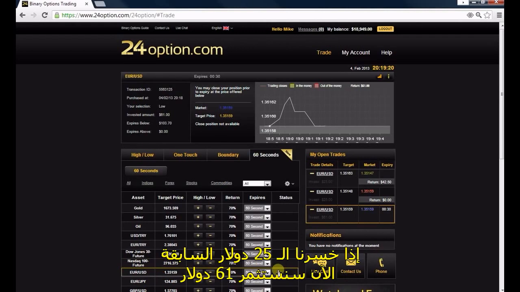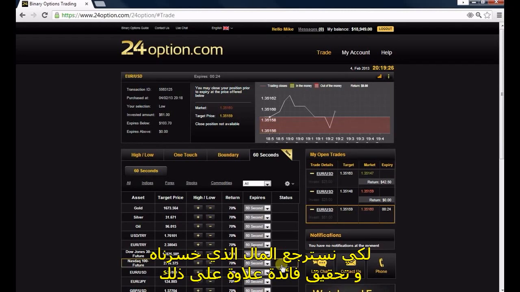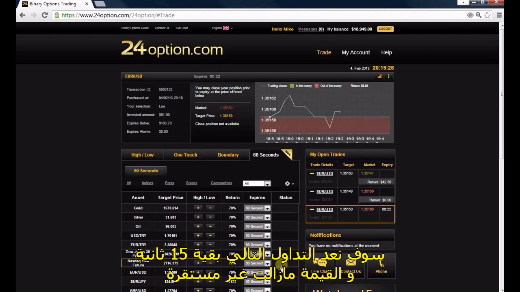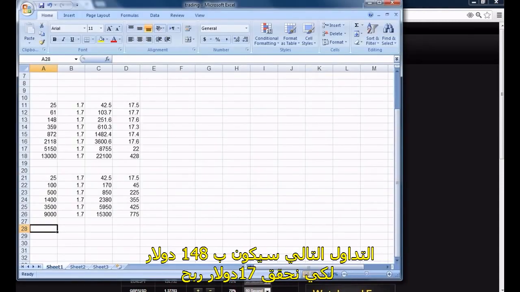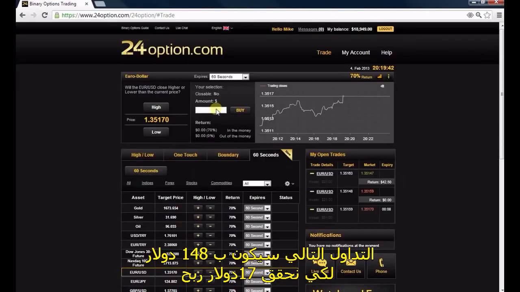So you lost, for instance, $25 on the previous trade. So what we want to do is invest $61. That allows us to get back the money that we lost and also make a profit. So we're going to get the next trade ready. We have 15 seconds. It's hovering around our point. The next trade that we want to do is $148 in order to make a $17 profit.